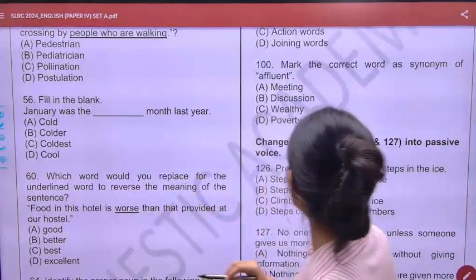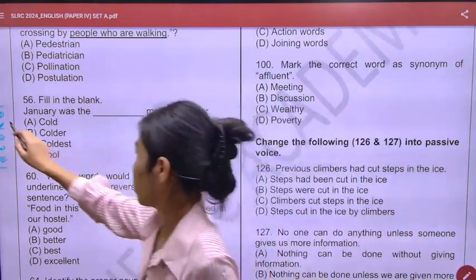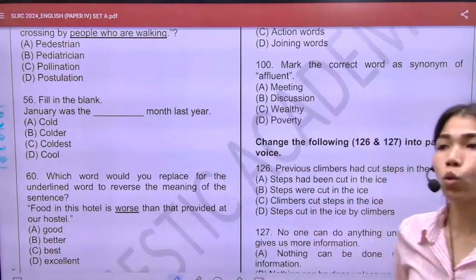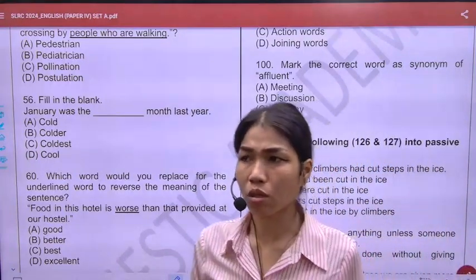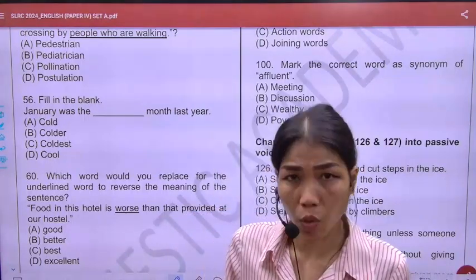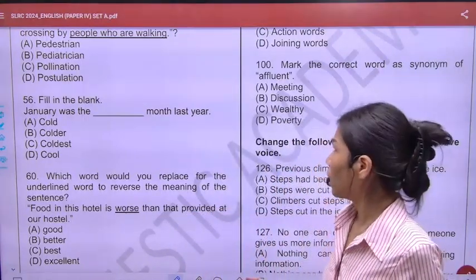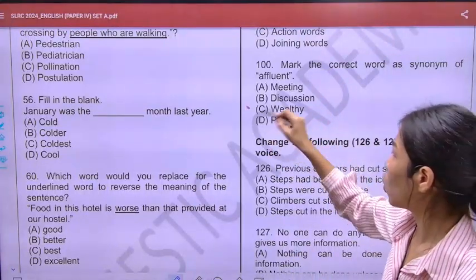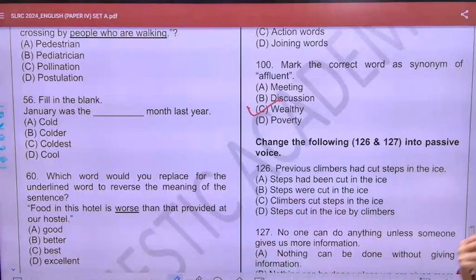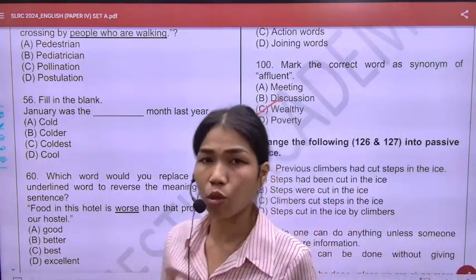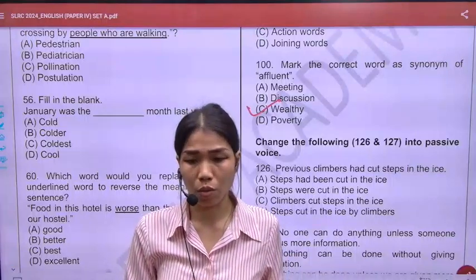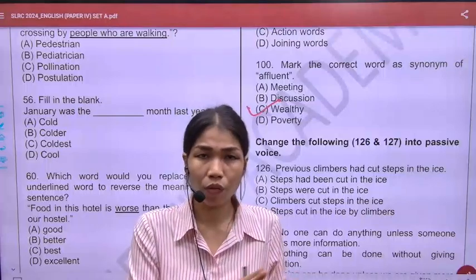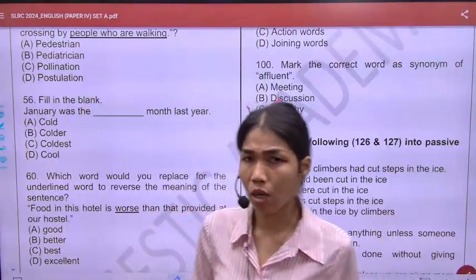Mark the correct word as a synonym of affluent. Affluent is someone who can influence, whose influence or impact is felt in society, or wherever they go. So affluent means, if they ask for synonyms, the answer should be wealthy. As we have learnt in our class, whenever we are asked synonyms and antonyms, it is not necessary that you will get exactly the synonym or the exact meaning of that word. If you find any word around it, that would be okay.